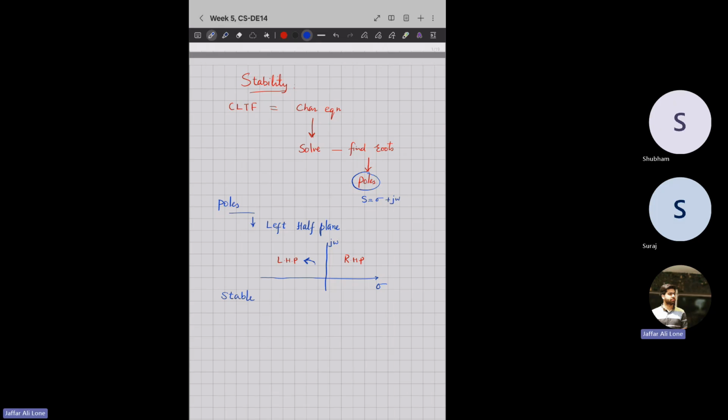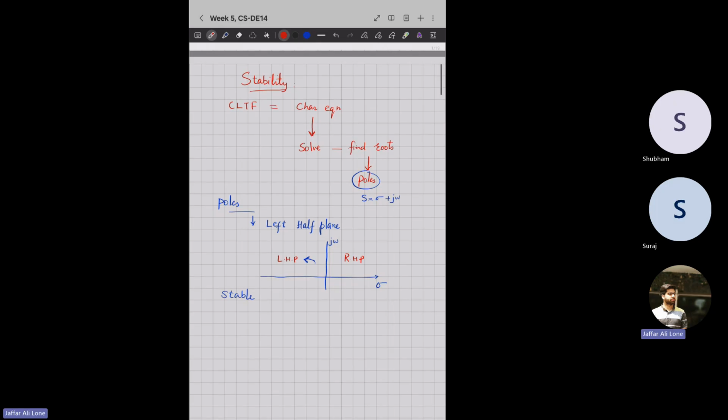It doesn't matter, so even if the poles are repeated, for example my poles are like this, they're repeated, but as long as they are in the left half plane, the system is stable. Poles can be like this, complex and repeated. Poles can be like this as well. As long as they are in the left half plane, the system is stable.